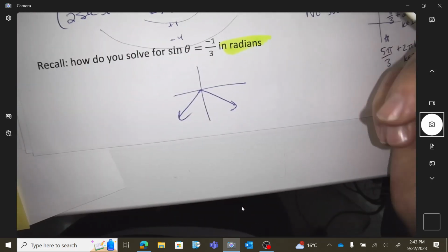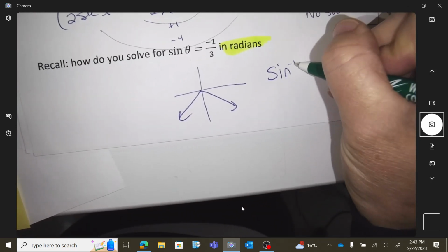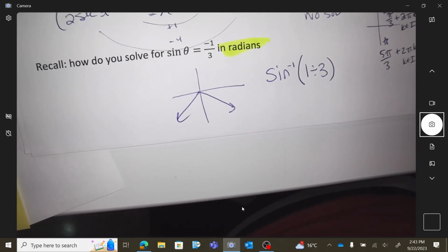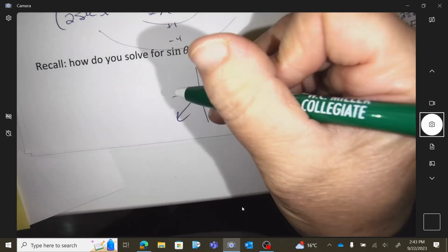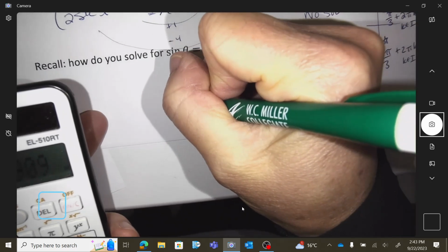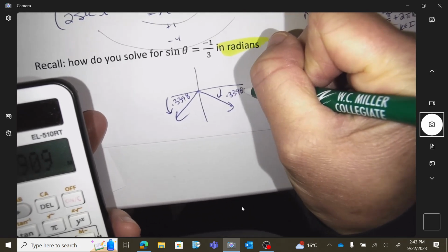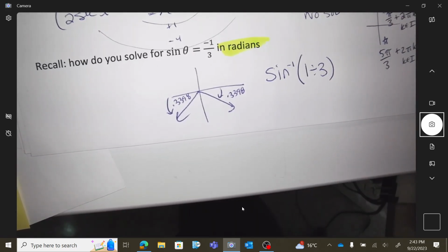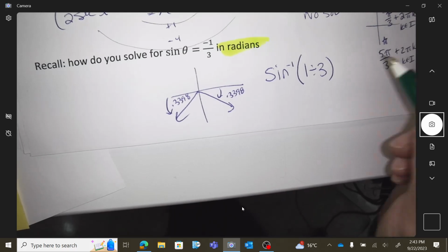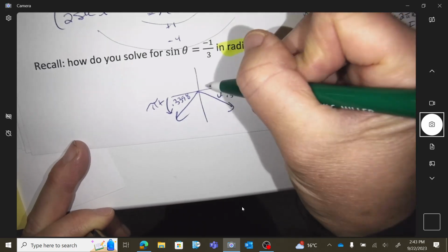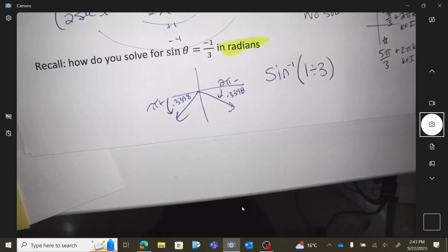Then what do you exactly push? Sine inverse of, no negatives, right? No negatives. Sine inverse of positive 1/3. So your calculator is giving you 0.3398 radians, but that's just your reference. So do you remember what to do to get this number? Pi plus, and then this one would be 2 pi minus.